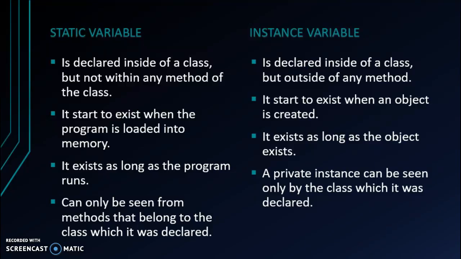An instance variable is declared inside of a class, but outside of any method. It starts to exist when an object is created. It exists as long as the object exists. A private instance variable can be seen only by the class in which it was declared.